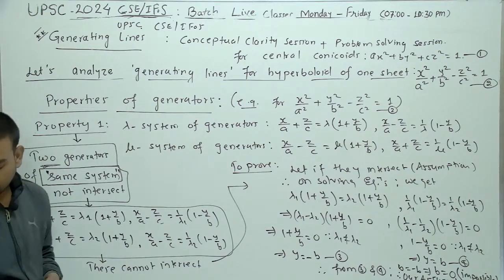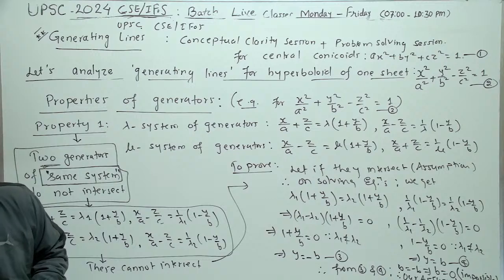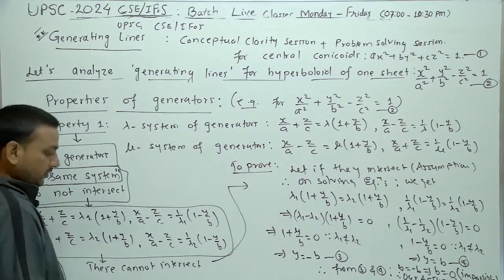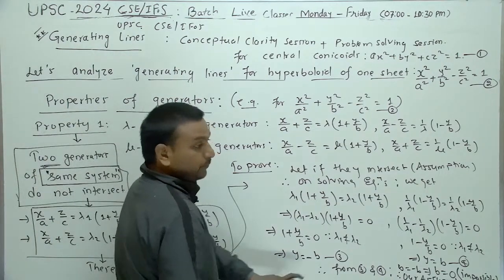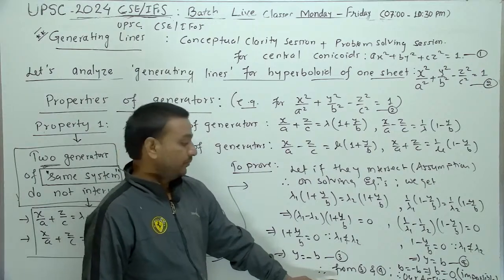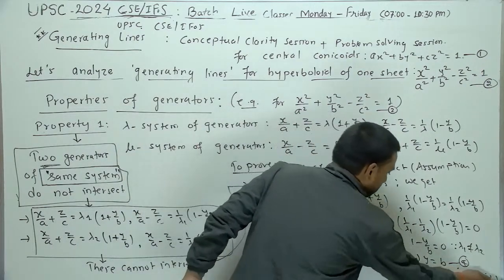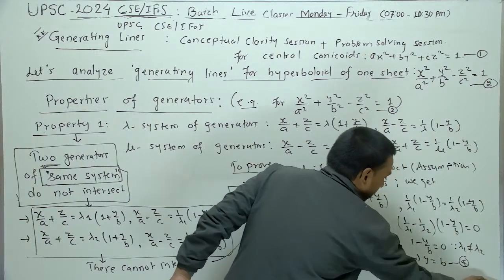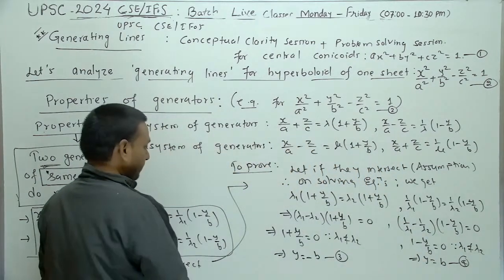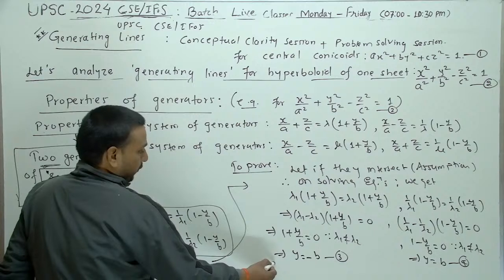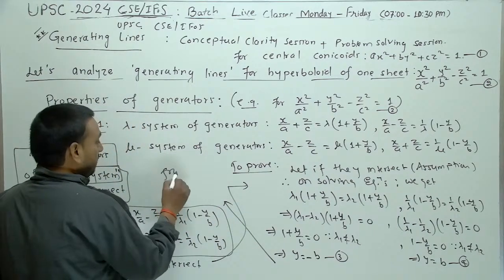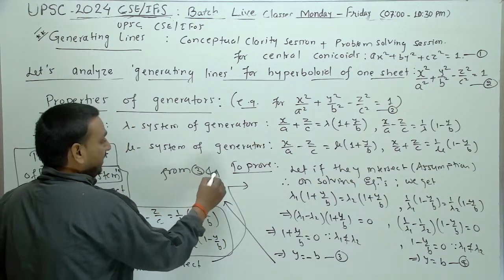Okay, so is that done? I guess the last line is not visible, so I'm repeating that. I'm writing that again, not an issue. So from equation 3 and 4, please write the last line.